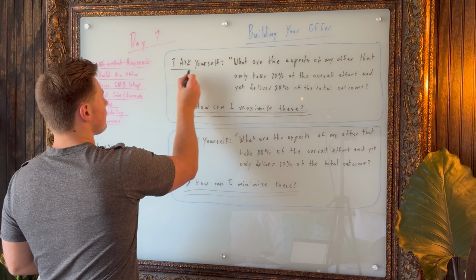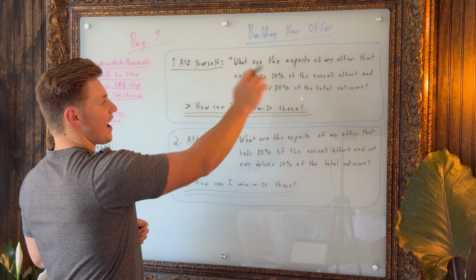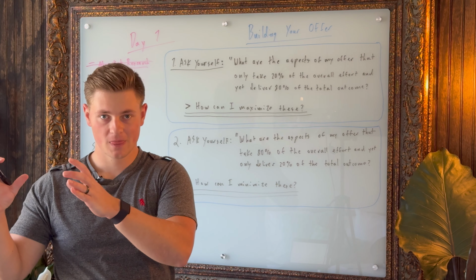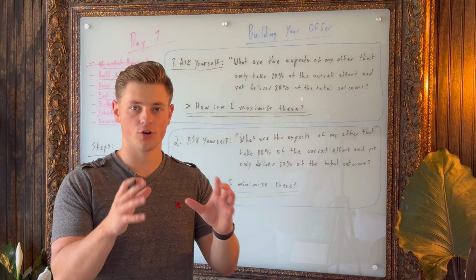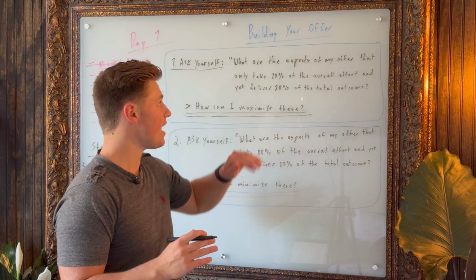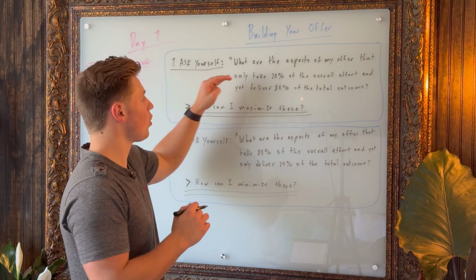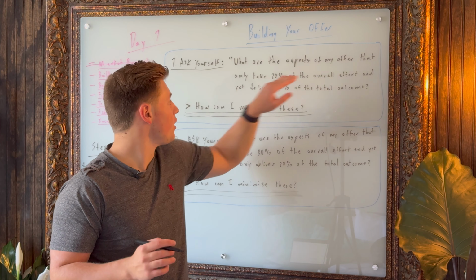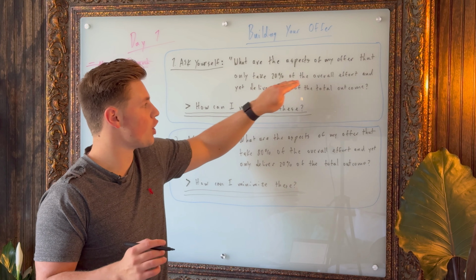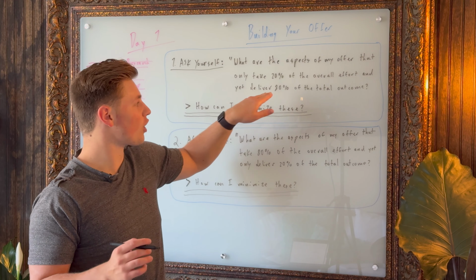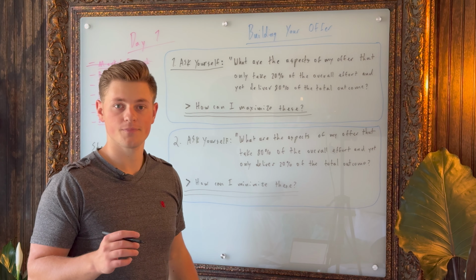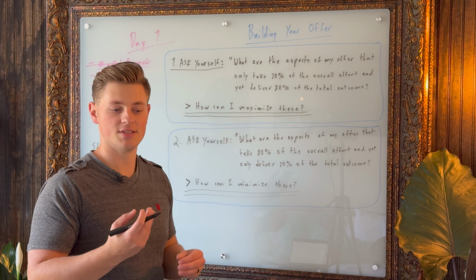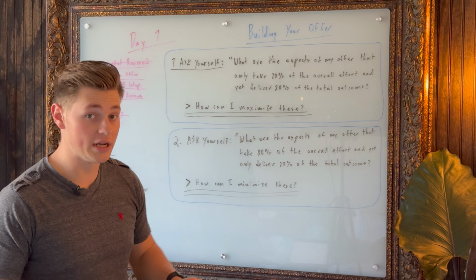I want you to first ask yourself, when I say my offer, you're going to take the average offer, pull it in, and that's the baseline for your offer. So act as if that's your offer, and now we're going to make it better, okay? So what are the aspects of my offer that only take 20% of the overall effort and yet deliver 80% of the total outcome? There are different aspects of the service, different things where it's like, that's the thing people really care about.